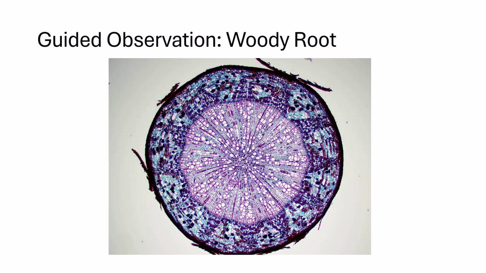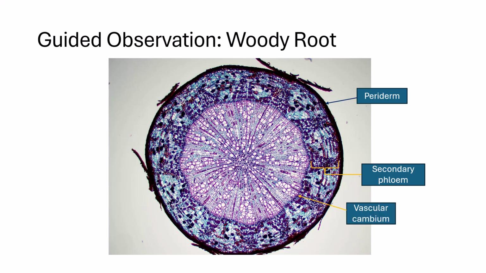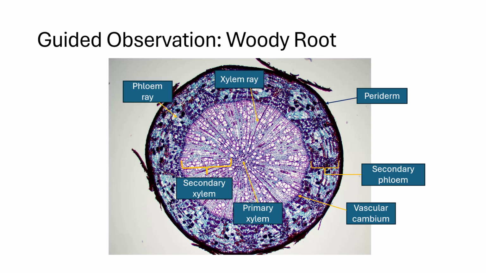Before you start drawing, take a moment to visually walk through the root from the outside inward. The periderm is the outer protective layer. Just inside that is the secondary phloem, followed by the thin ring of vascular cambium. Inside the cambium is the large region of secondary xylem, and in the very center you should see primary xylem. Look for xylem and phloem rays running radially across these tissues.